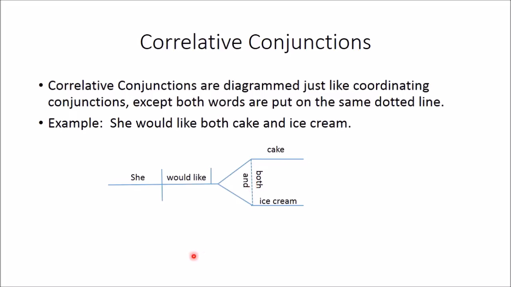Okay? So correlative conjunctions are words that connect elements of the same type and use more than one word. They are diagrammed very much like coordinating conjunctions, except both words are put on the same dotted line. So again, this would be a good slide for you to copy down into your notes and be ready to do some exercises now.